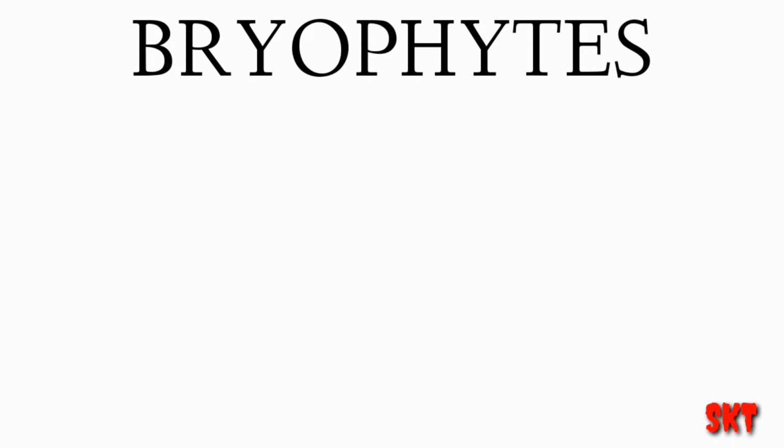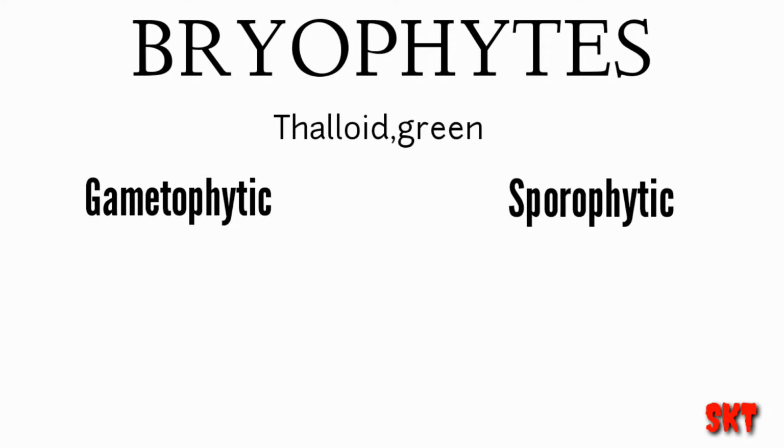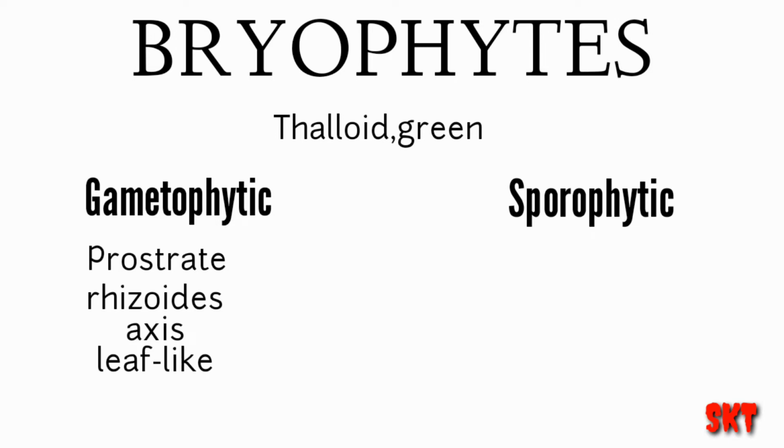Bryophytes have thalloid green plant body and the plant body lacks true roots, leaves and stem. They show two phases in their life cycle, the gametophytic stage and sporophytic stage. The gametophytic plant body grows prostrate on the ground and is attached to the substratum by delicate unbranched unicellular rhizoids. However, in higher bryophytes, the plant possesses branched multicellular rhizoids.